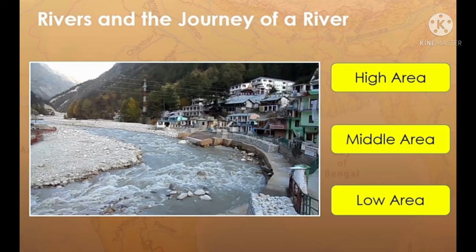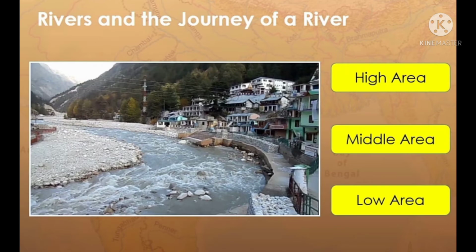In the middle areas the flow of the river slows down, children, because here the slope of the land is less. It deposits the sediments here. Then it moves on to the low areas where the mouth of the river is, and it meets there a large water body such as a sea or ocean.